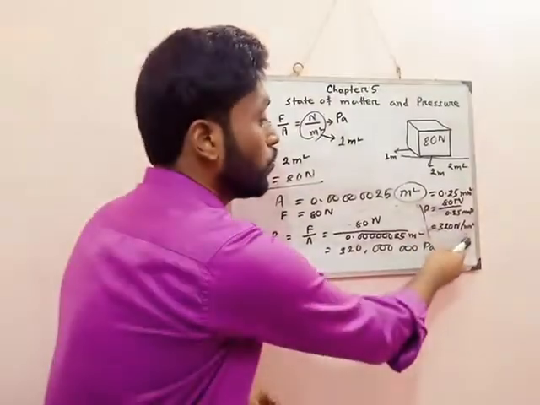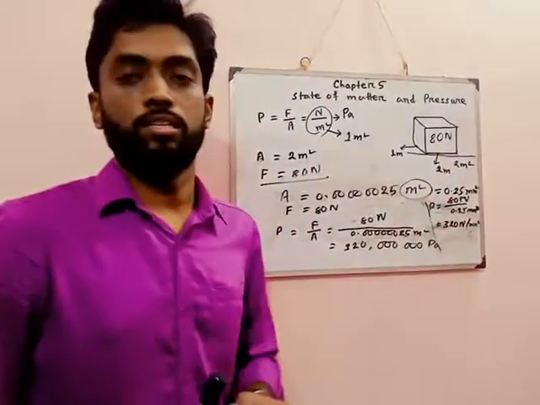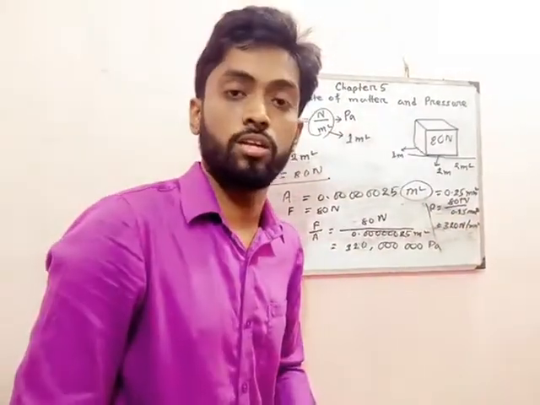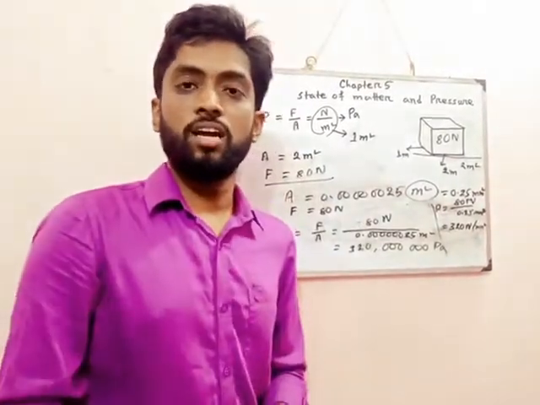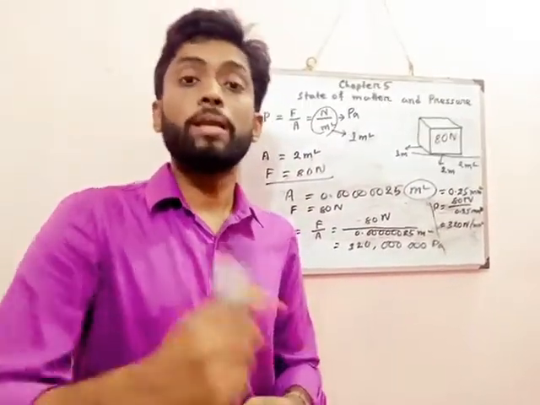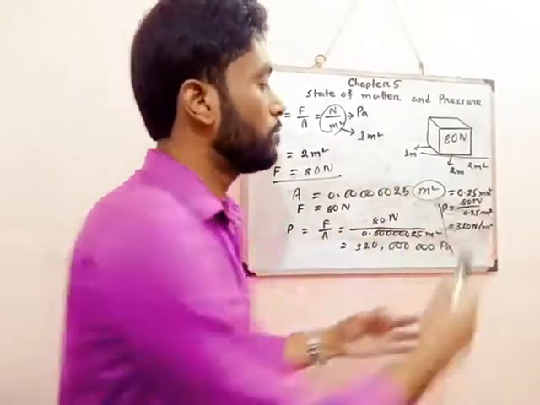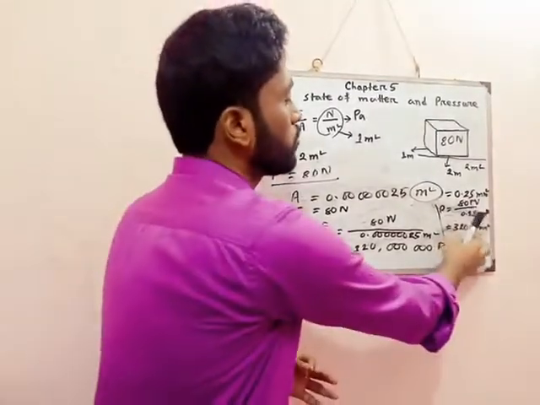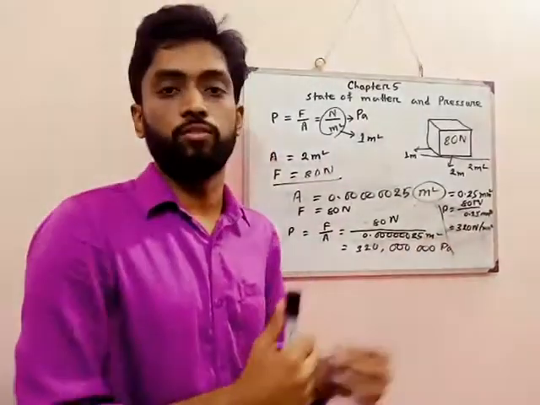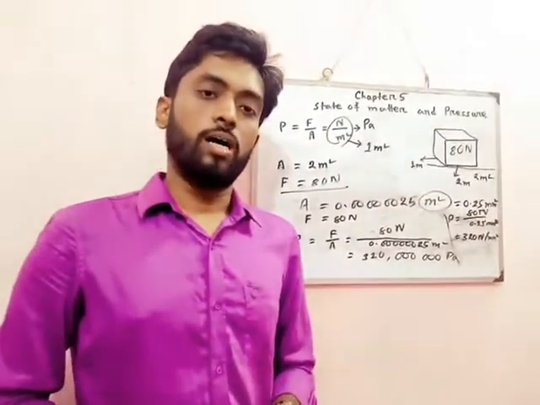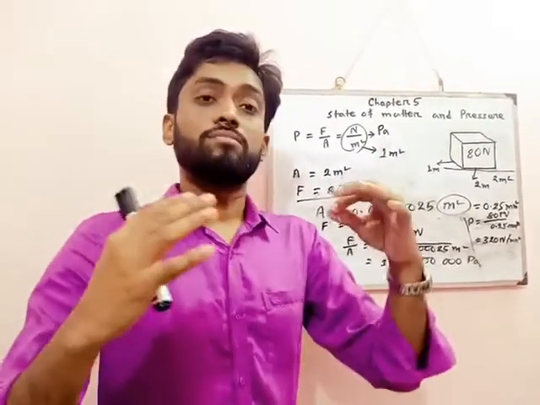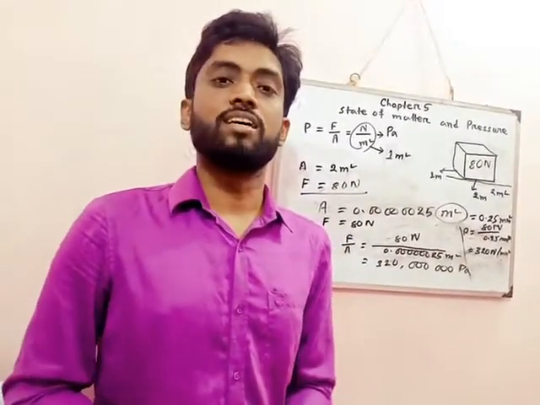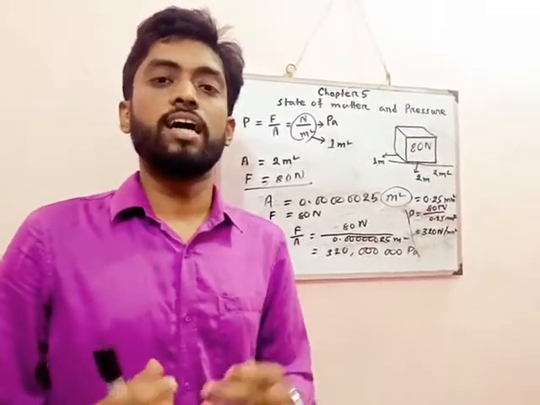But for this we cannot use Pascal as a unit, because it is Newton per millimeter square, not Newton per meter square, and 1 Pascal means 1 Newton per 1 meter square. Only for meter square can we use Pascal as a unit. So I have to use Newton per millimeter square, not Pascal. So the final thing is, the same force can exert different levels of pressure. This is the relationship between force, area and pressure.